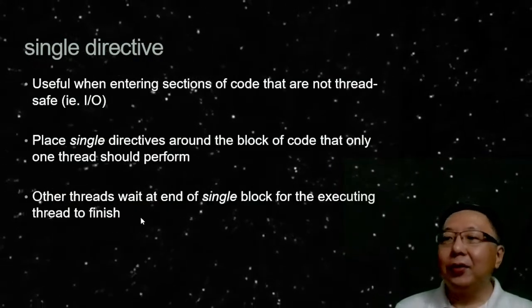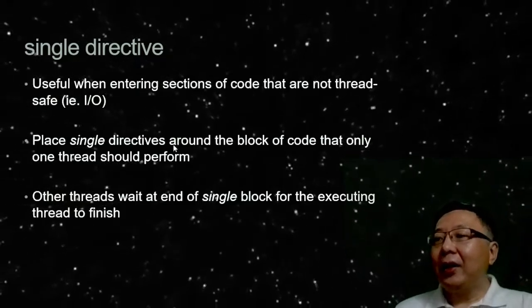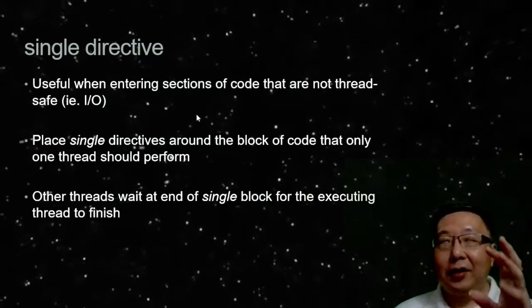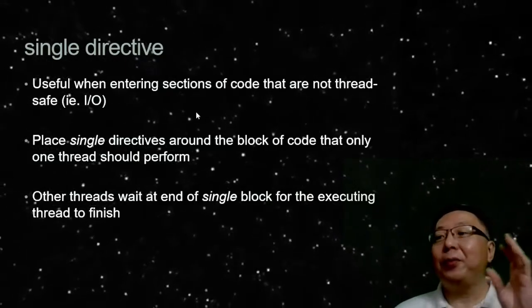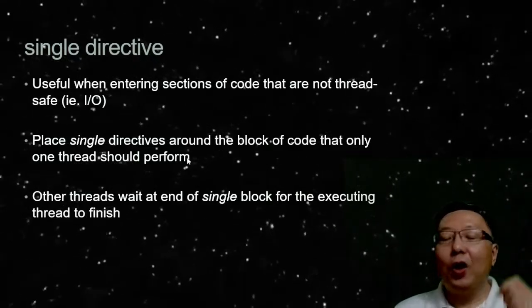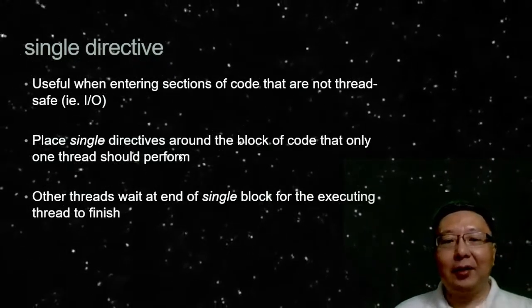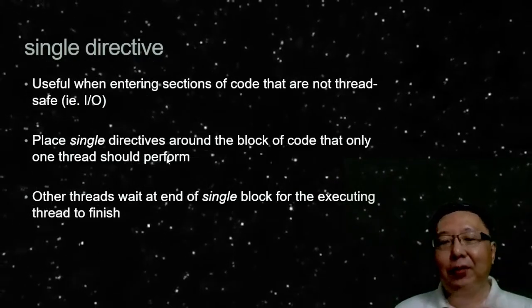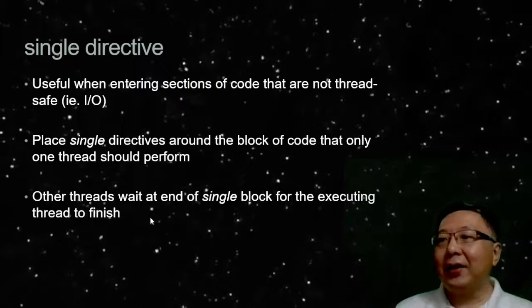There's also a single directive, where if you have something that's not thread safe, for example a GUI or I/O operation, then you can put a single directive that says only one thread should do this. The other threads will wait at the end of the block, and only when it finishes do they go on. So that's the single directive.